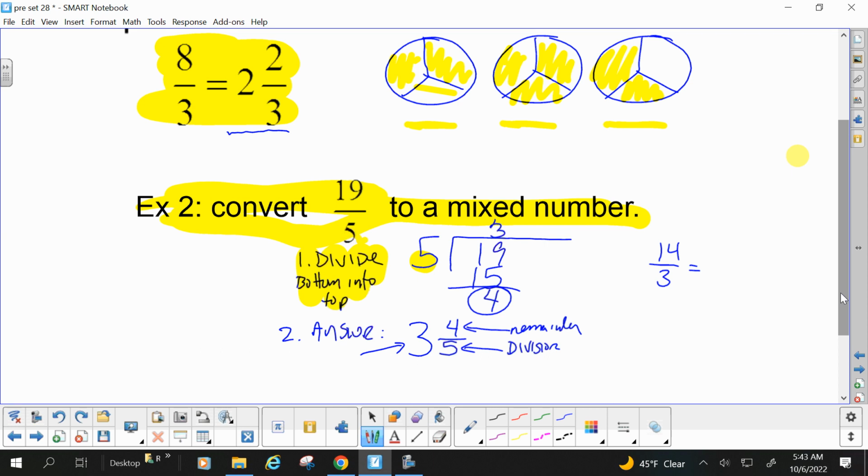All right, I hope you're saying 3 goes into 14 4 times. I then get a 12 and then subtract. I would have 2 left over. The answer is 4 2/3. Okay?